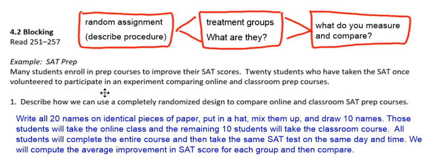However, if you are given the choice, I would suggest describing the hat method because it is the simplest and the easiest to avoid leaving out something that might deduct points. So here's the hat method. Write all 20 names on identical pieces of paper, put them in a hat, mix them up, and draw out 10 names. Those students will take the online class, and the remaining 10 students will take the classroom course. So there's my random assignment.